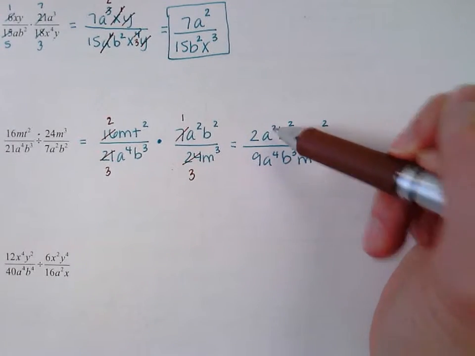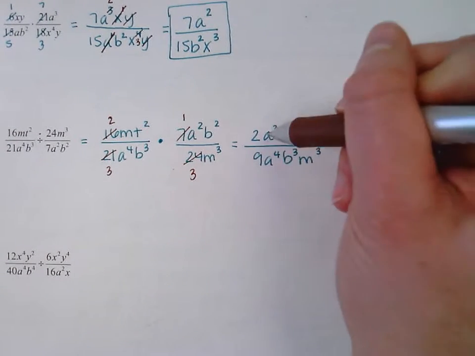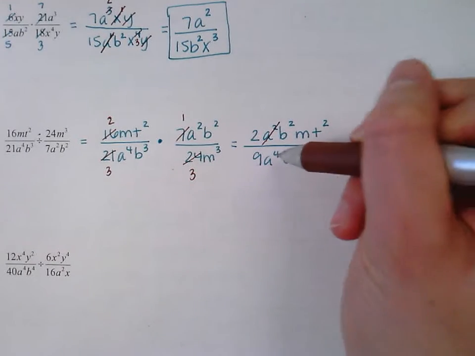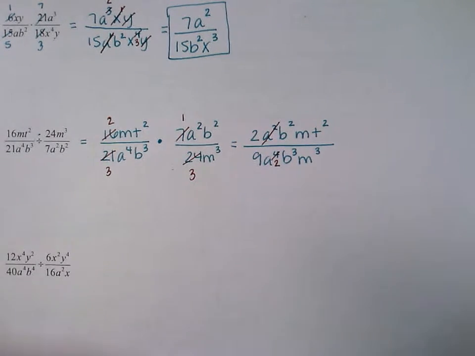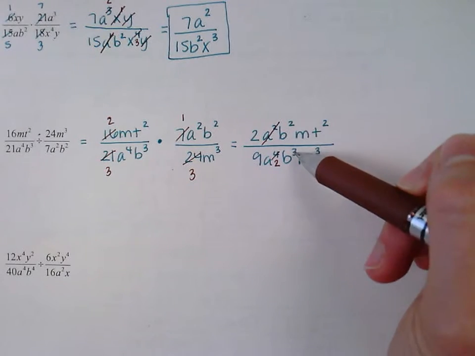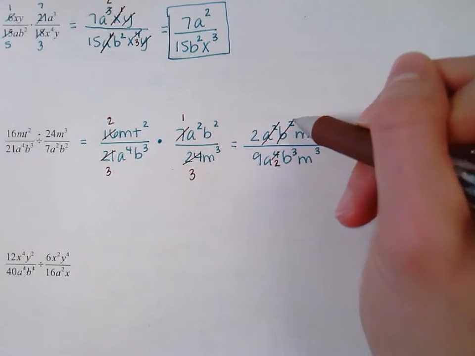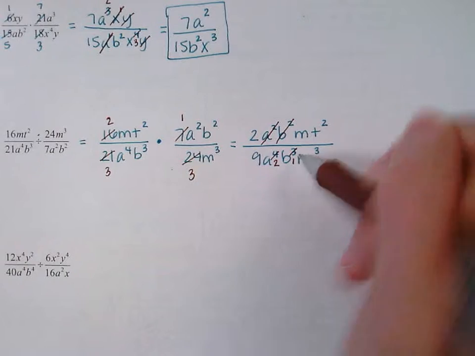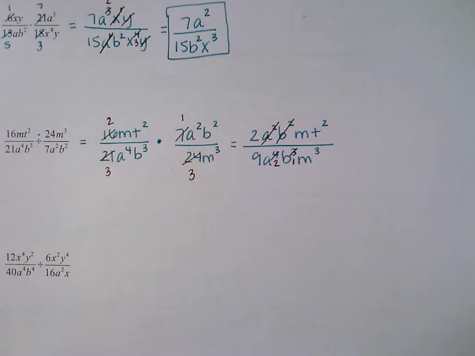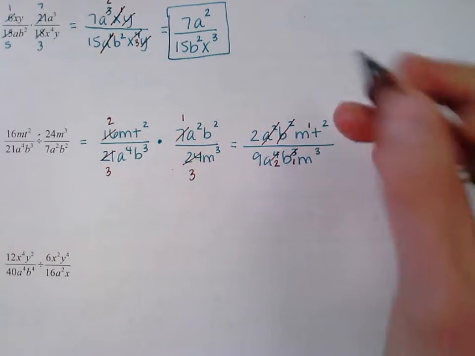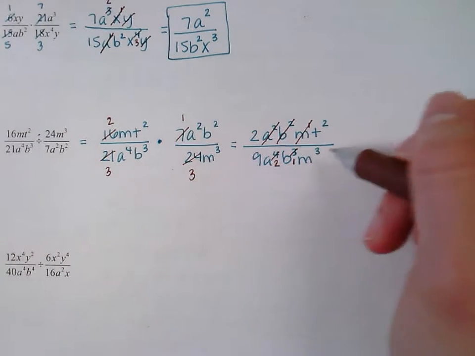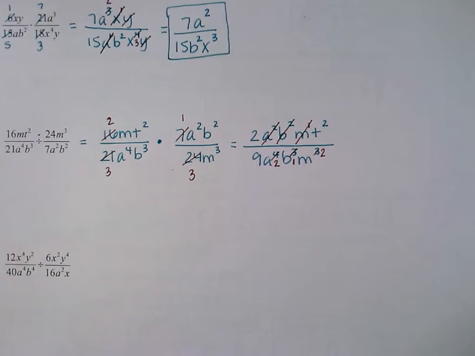So I have a squared on top, a to the fourth on the bottom. That means the a squared is going to be gone from the top, and if I take 2 away from the 4 on the bottom, I have an a squared. B squared on top, b cubed on the bottom. The b squared on top is gone. I have a b to the first left in the bottom. I have m to the first on the top and m cubed on the bottom. So the m on the top is gone, and I have m squared left on the bottom.